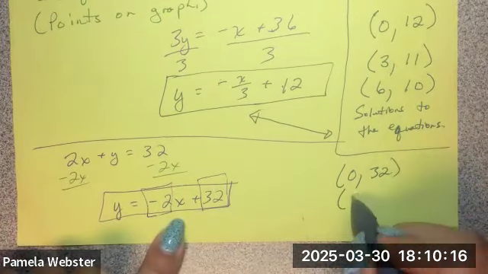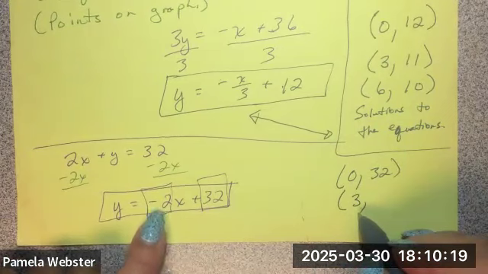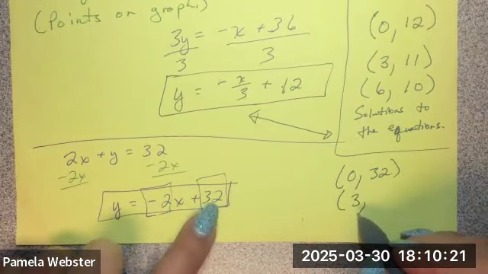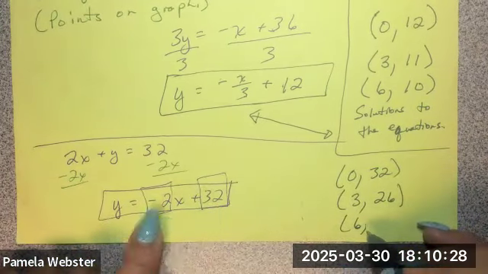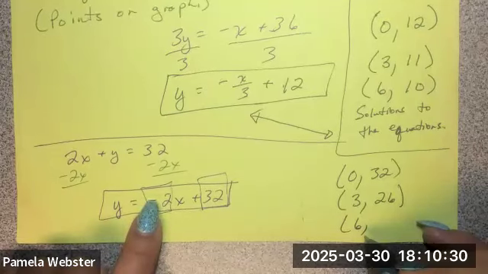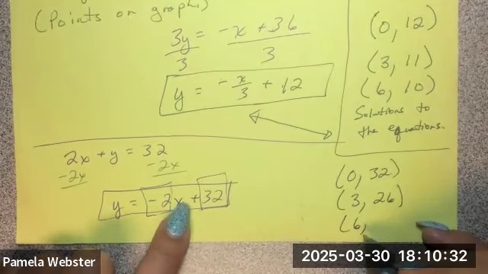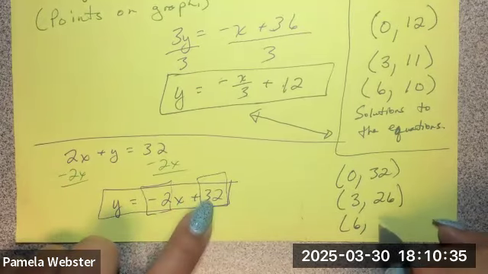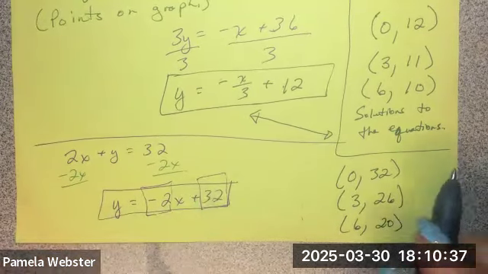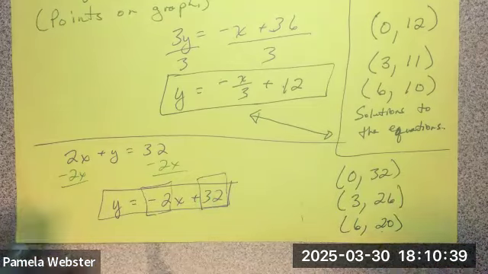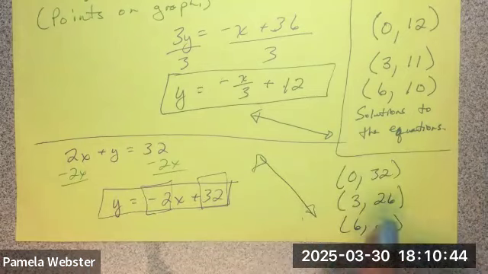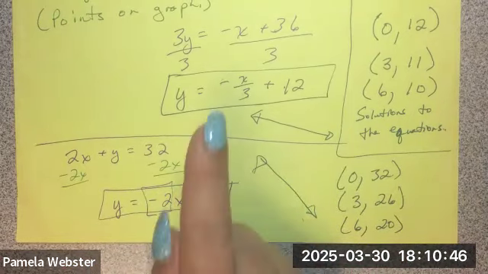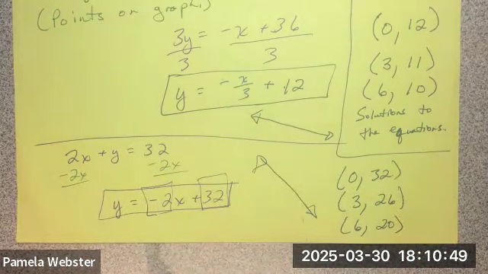Let's try to pick the same kind of numbers. Put in 3 for x. Negative 2 times 3 is negative 6. Negative 6 plus 32 is 26. If I put 6 for x, I get negative 2 times 6 is negative 12 plus 32. I get a 20. Okay, so it's still coming down. It still looks like this, but I'd say it's a lot steeper, because the slope here is negative 2, whereas the slope there was only negative 1/3.